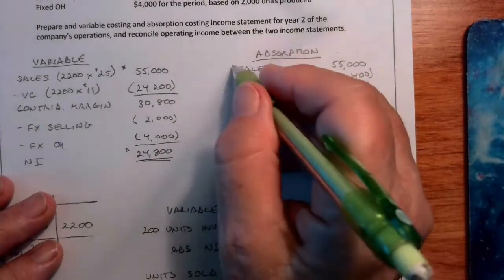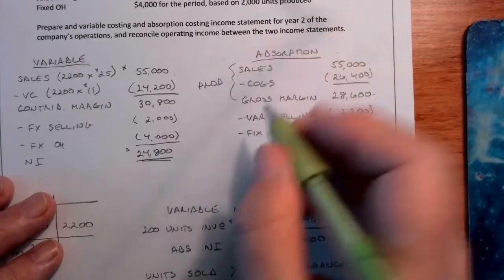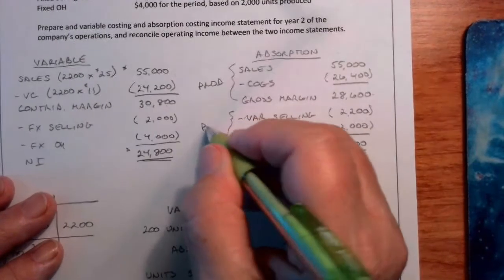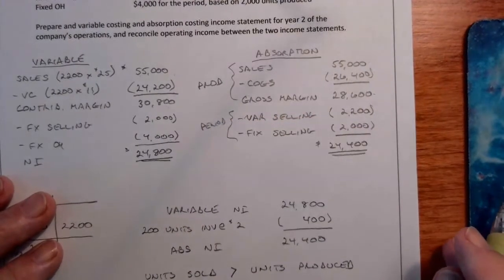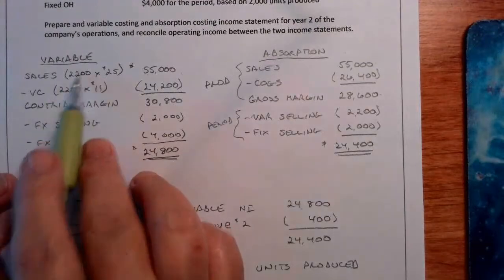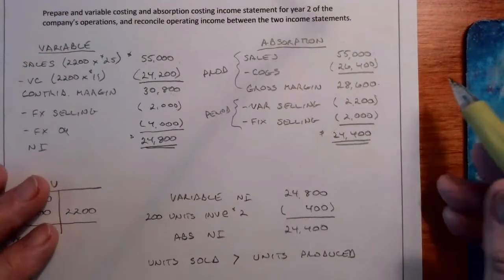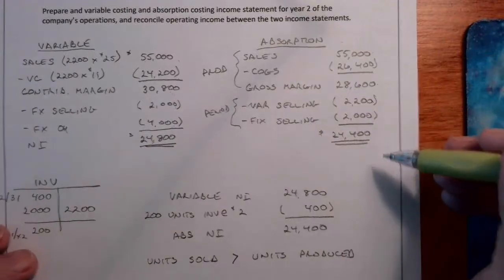So these are product costs here, and these are period costs, by cost function. Whereas with variable costing, it's by cost behavior. So this is variable and then fixed. So it's just a different way to organize it, but the difference is the fixed overhead attached to inventory.